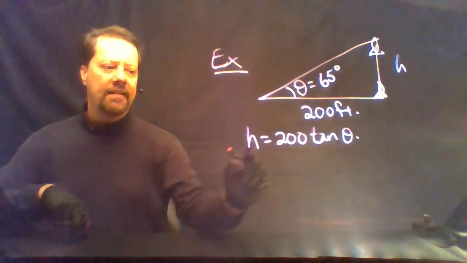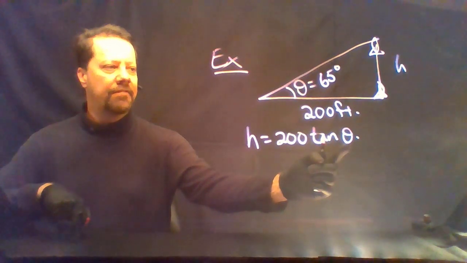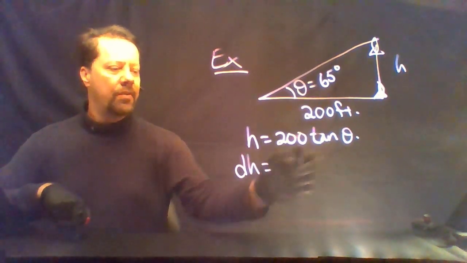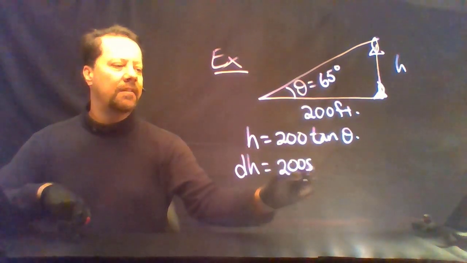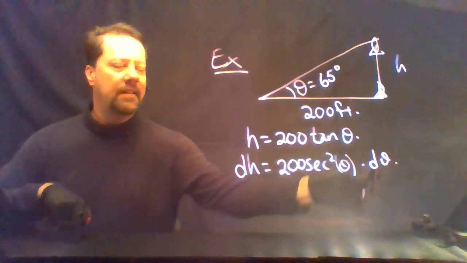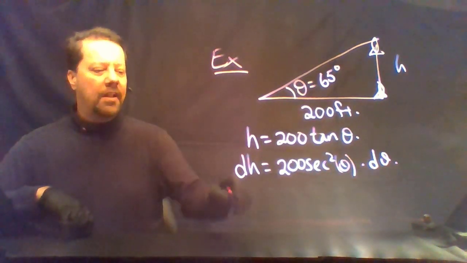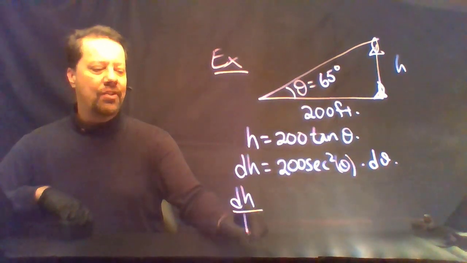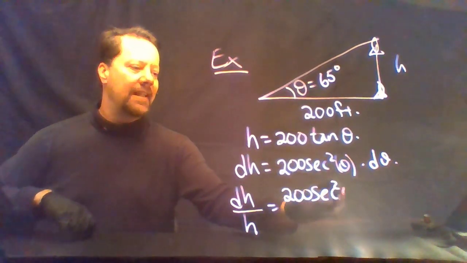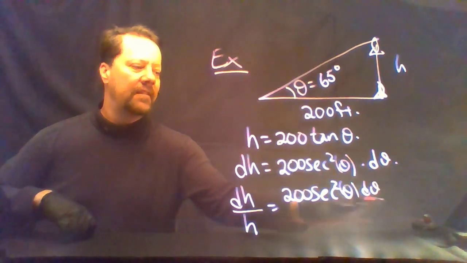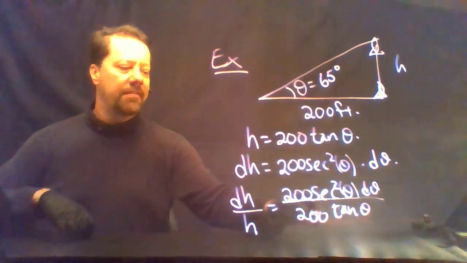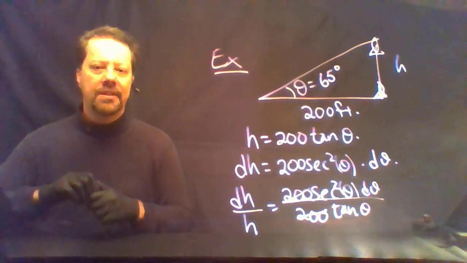And then estimate the error in h that results from an error in theta. The derivative is 200 secant squared theta, and then we multiply by d theta. The relative error in h is dh over h. Well, that's 200 secant squared theta d theta divided by 200 tangent theta. Notice that the 200s cancel.